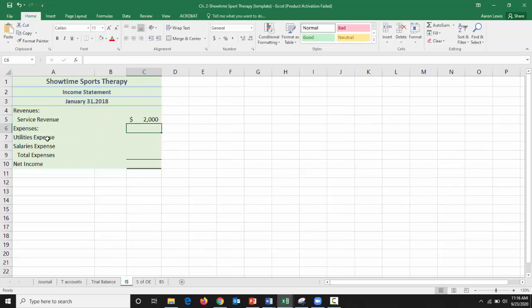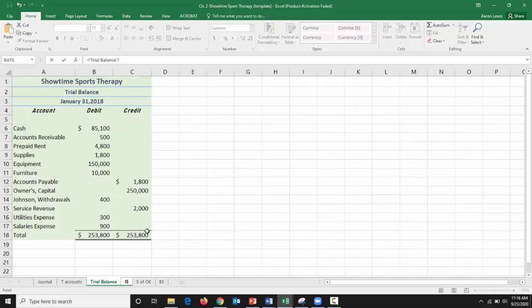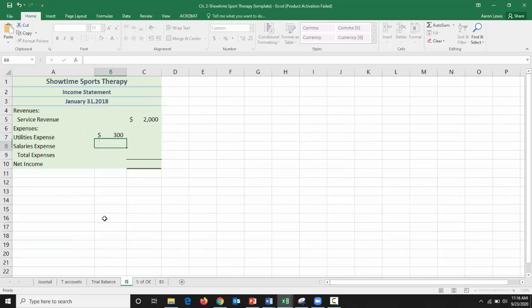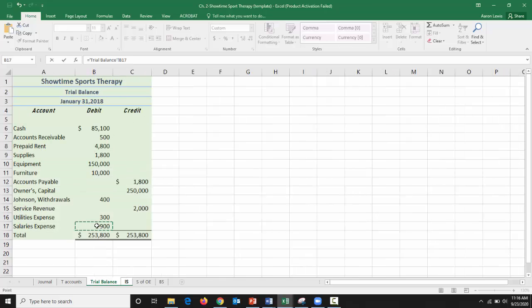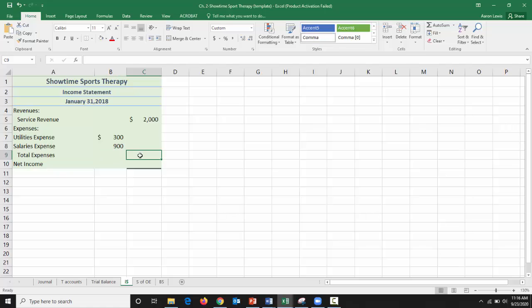We only had 2 expenses. We had utilities expense and salaries expense. When you have multiple accounts that go under one of these headers, you put them all individually in the left-hand column and then put the total in the right-hand column. So in this left-hand column, I'm going to find the balance we had for utilities expense on our trial balance, which was $300. I'm going to find the balance of salaries expense, which is $900. And when we total this all up, $300 for utilities expense plus $900 for salaries expense means that we spent $1,200 in total on expenses.